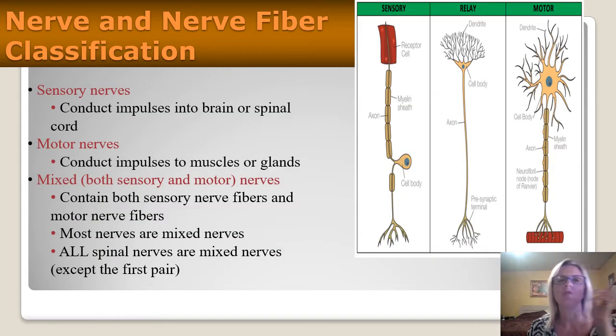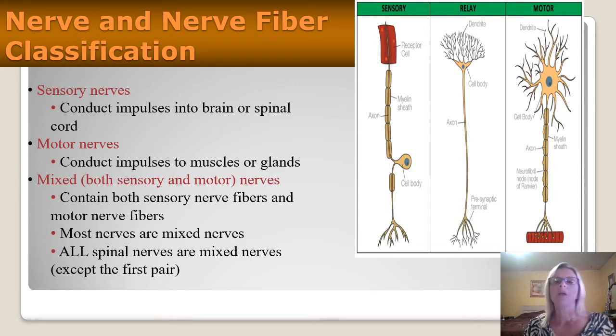All right, so nerves and how they are classified. Nerves are generally bundles of fibers. They can be classified by what they do, their function. Sensory nerves have only sensory neurons, and they conduct impulses to the brain and spinal cord. They tell the brain about the environment. What are we sensing? What is our outside external environment like?